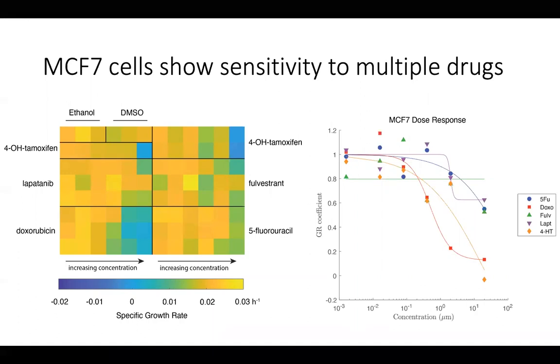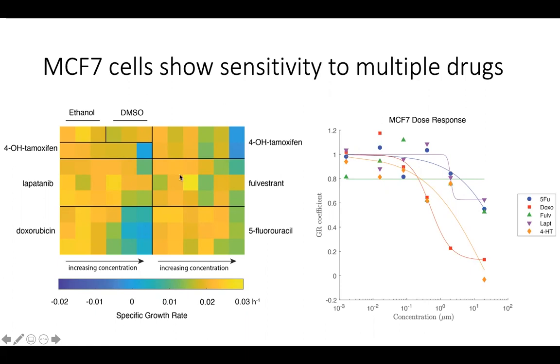So we repeated this experiment with MCF7 cells in order to show that we can measure sensitivity and resistance in other cell lines. So here you can see that, again, the dots are on the left, looking at the specific growth rate plot, that these cells look very sensitive to doxorubicin. Even though they're not quite as affected in the middle concentrations, they're pretty dramatically affected at the highest concentrations.